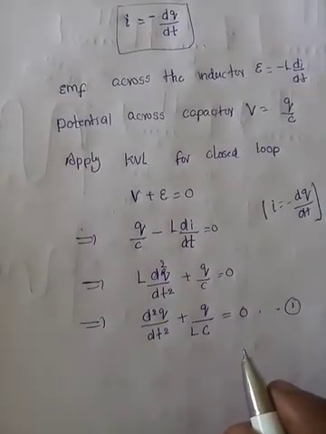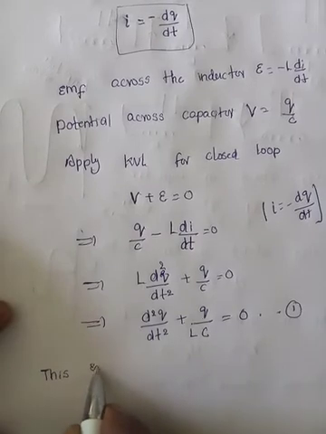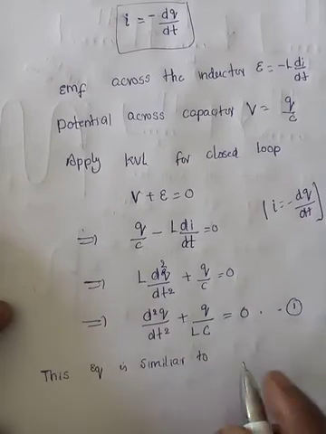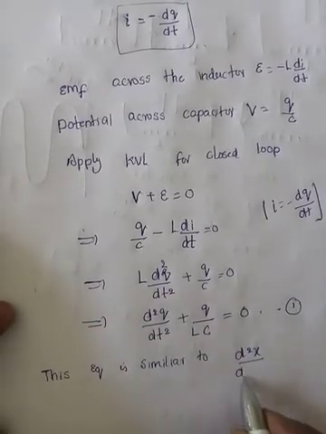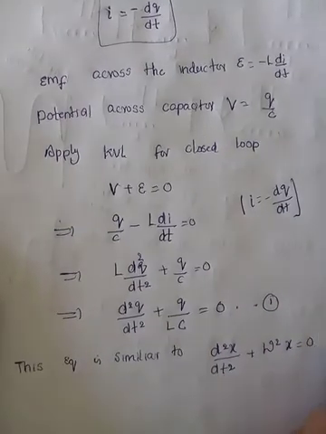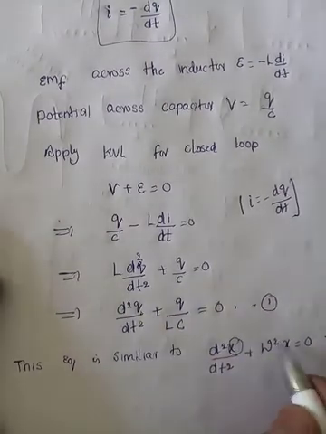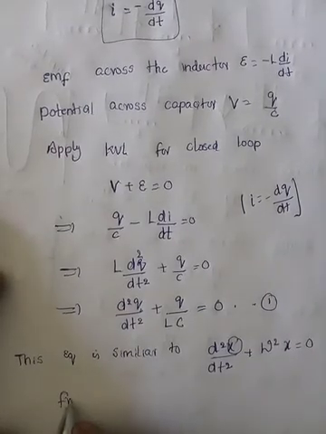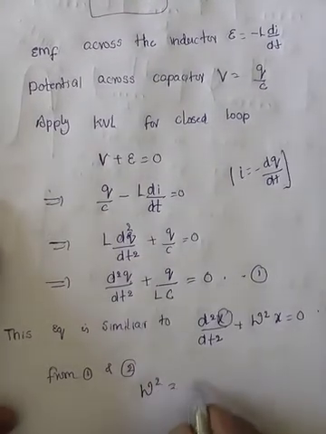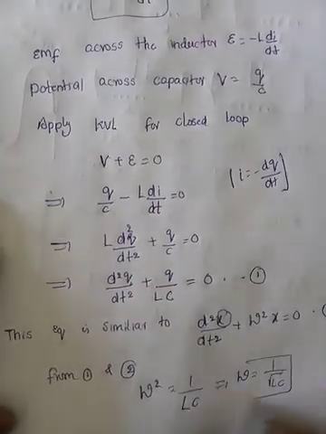This equation we have seen somewhere in oscillations. It is similar to d square x by dt square plus omega square x equals 0, which is executing SHM. As we know, by analogy, here charge, there displacement. So from 1 and 2 we can write omega square equals 1 by LC, that is, omega equals 1 by root LC.